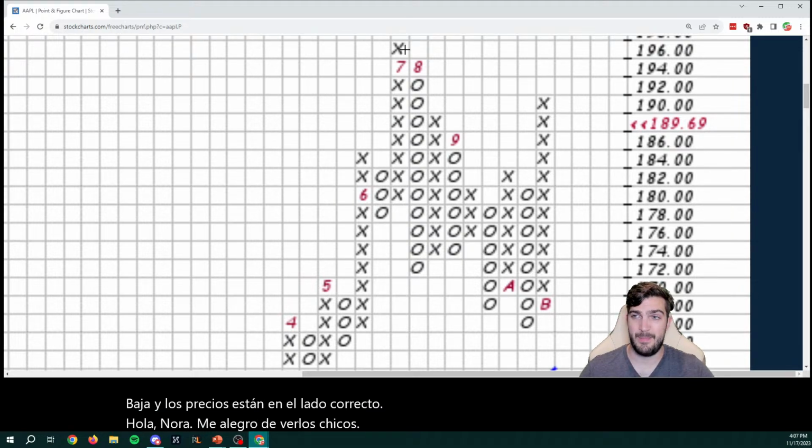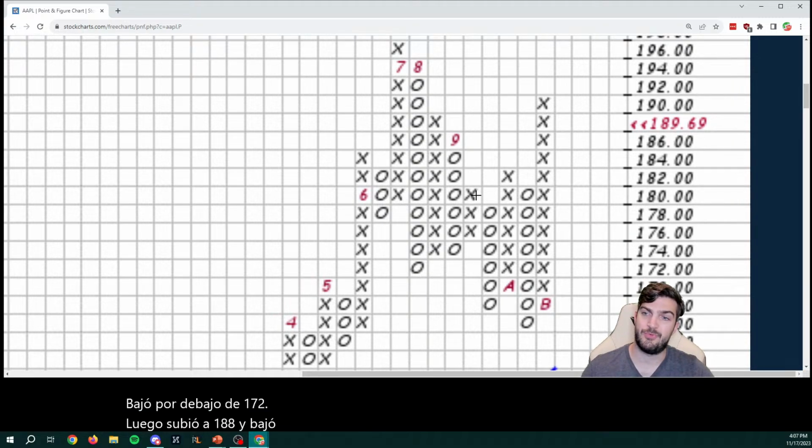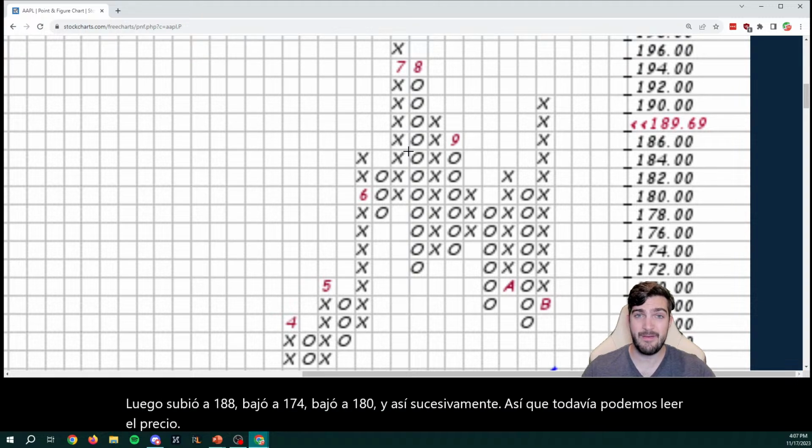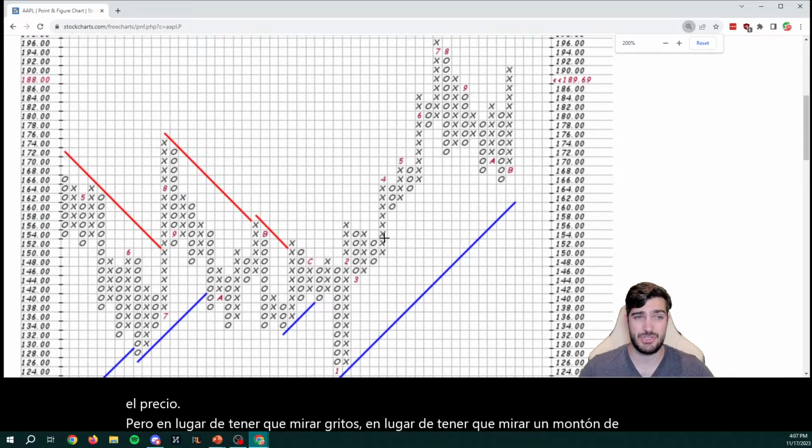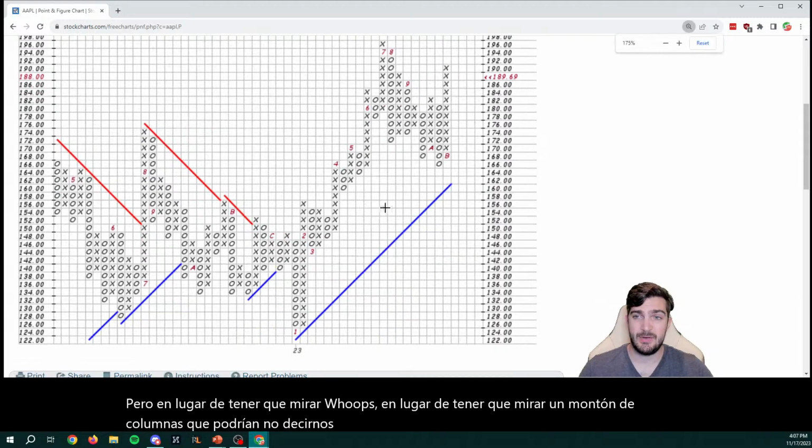So here the price went up to $196, went down below $172. Then it went up to $188, down to $174, up to $180, down, so on and so forth. So we can still read price, but instead of having to look at a whole bunch of columns that might not really tell us much about the trend, here we see nothing but the trend.